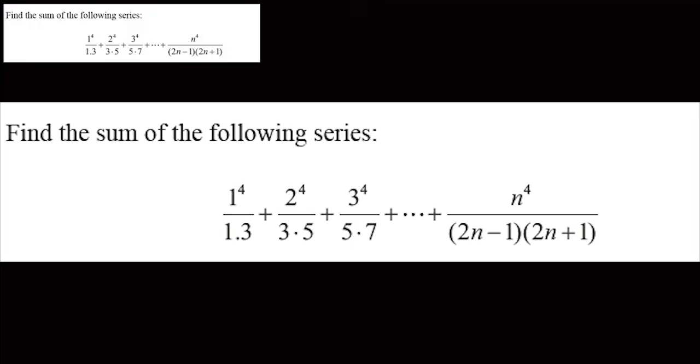Now here the question is, we need to find the sum of this series, which is 1 to the power 4 upon 1 into 3, plus 2 to the power 4 upon 3 into 5, up to n to the power 4 upon (2n minus 1) into (2n plus 1). So we can write this series as summation r varies from 1 to n of r to the power 4 upon (2r minus 1) into (2r plus 1). What we'll do is we'll multiply and divide everything by 16 and then we'll add 1 and subtract 1.